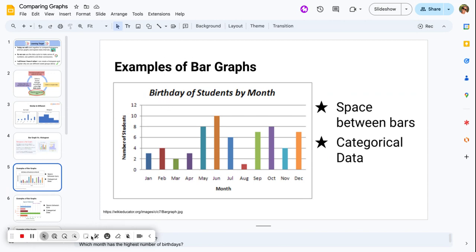Examples of bar graphs. Exactly what we had observed before is that there is space between the bars, okay? And bar graphs are categorical data. So if you notice at the bottom here, the category data has to do with the months, okay? And how often you see something.